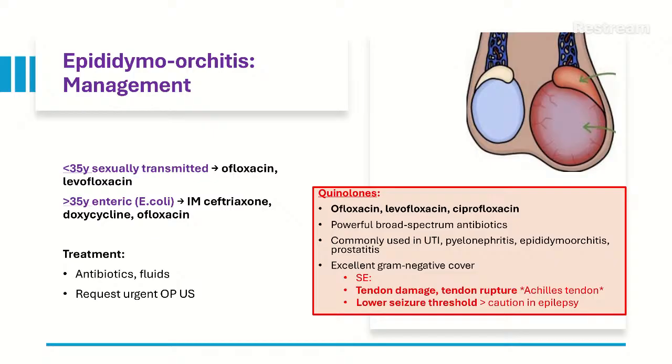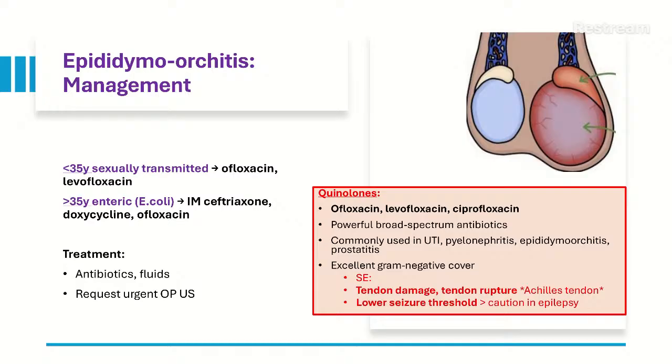Under 35, for MCQs, usually they think it's sexually transmitted. I guess it makes some assumptions, but that's usually what the questions seem to say. So we're going to give them ofloxacin or levofloxacin, and then if they're... I've got that the wrong way around. And then if they're over 35, we're going to assume it's E. coli, and we're going to assume it's enteric.